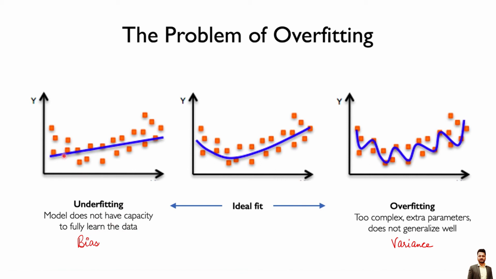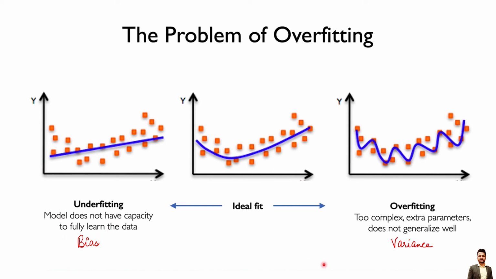So it might be that your model is not performing well because it does not have the capacity to understand the complexities behind it, because you are not using nonlinearity, you are just using a linear function, right? This is the problem of bias.